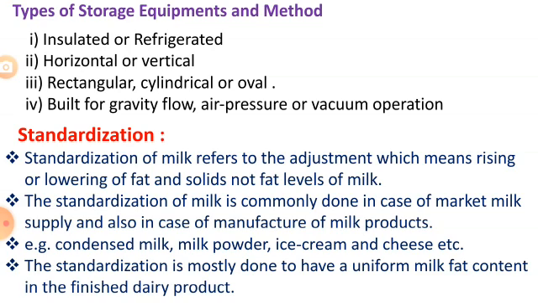Okay. Then built for gravity flow, air pressure or vacuum operation. Some storage tanks are designed for gravity flow, to maintain proper gravity flow, air pressure or vacuum operation. So these are special storage tanks which give different facilities, like being built for gravity flow, air pressure or vacuum operation. So there are different types of storage tanks used to store milk.